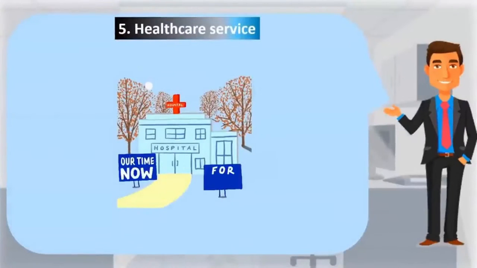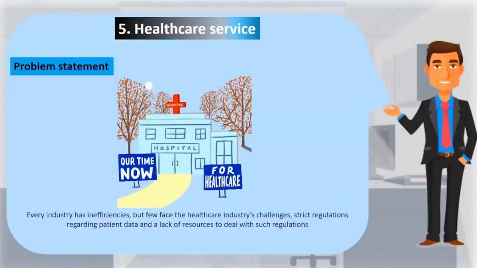The fifth example is healthcare service. Healthcare systems contain numerous burdensome tasks that involve significant resource allocation, such as claim management. This results in high operational cost and slow process. Every industry has inefficiencies, but few face the healthcare industry's challenges. Strict regulations regarding patient data and lack of resources to deal with such rules.